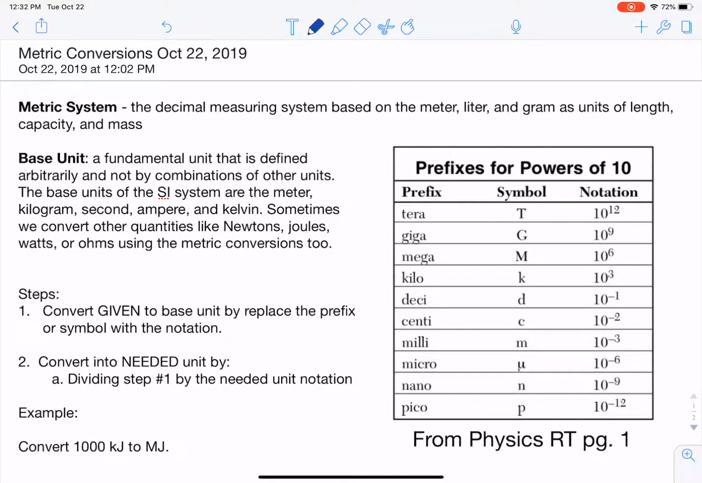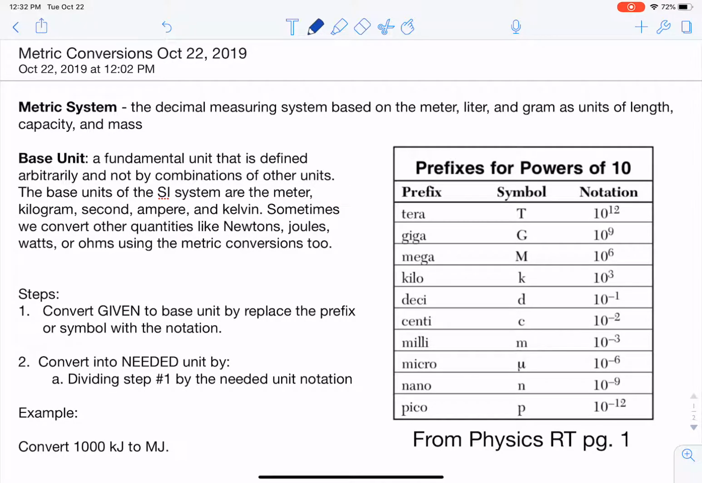Hey, it's Ms. Hochstetter here making the metric conversions video that's long been waited for. This is the skill most students struggled with the most on our skills assessment, so I wanted to take some time to make sure I really made this very clear for you moving forward.